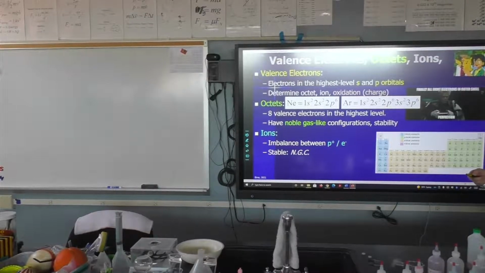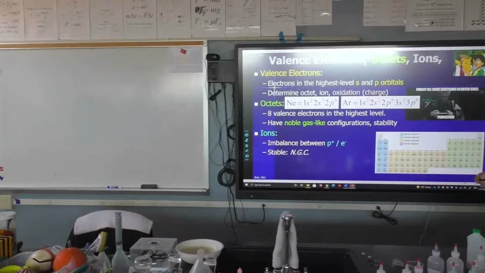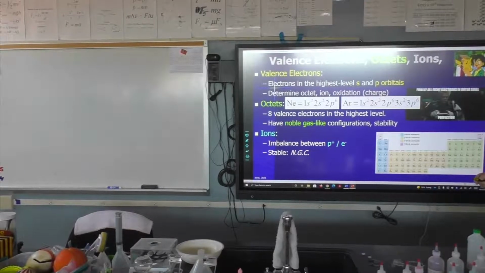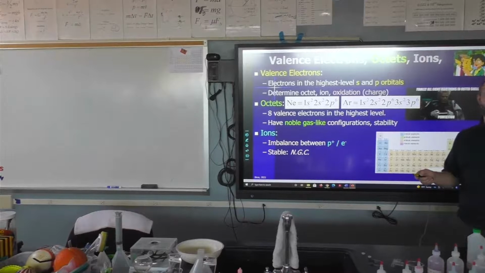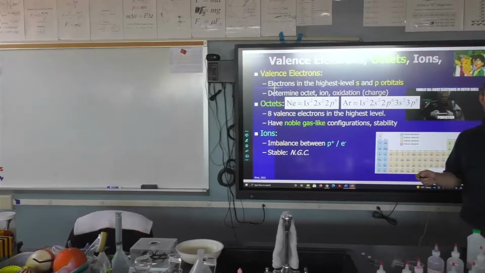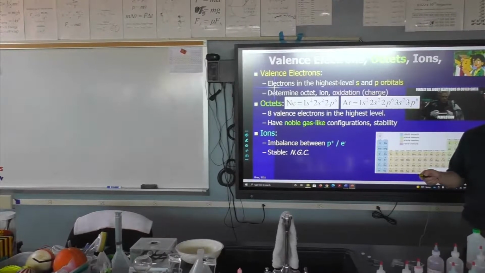So if you're chlorine, we talked about this yesterday. Chlorine is in group 17, which means it has how many valence electrons? 7. If you have 7 valence electrons and you want 8, what are you going to do? Gain an electron. You're going to try your best to gain an electron. Fluorine will do that too. Fluorine's also got 7. It's going to try its best to gain 1 more electron.